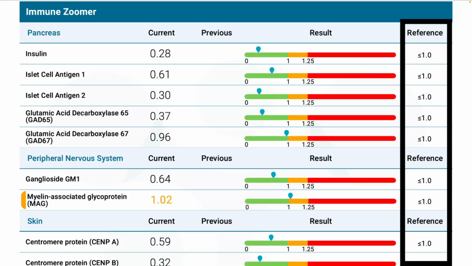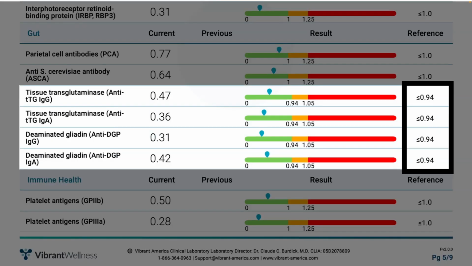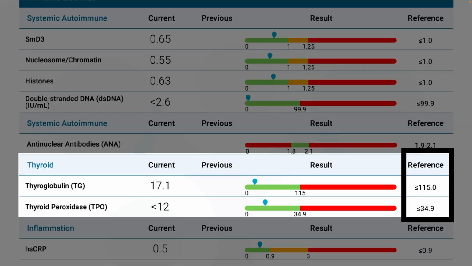For most markers on the immune zoomer, the reference range indicates normal antibody levels are less than or equal to 1.0. Note some antigens have lower reference ranges, as is the case for tissue transglutaminase (TTG) and deaminated gliadin peptide (DGP). Meanwhile, other antigens have higher reference ranges, as is the case for thyroid antigens thyroglobulin (TG) and thyroid peroxidase (TPO).